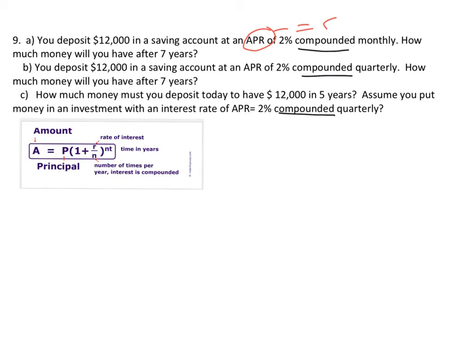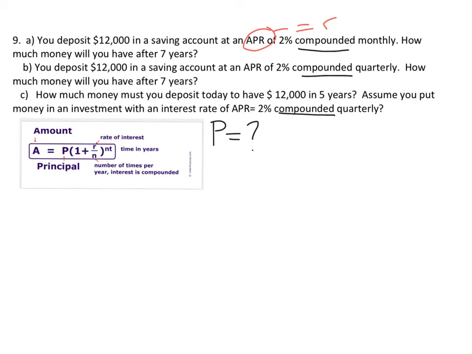Okay, so now let's turn our attention to part C. How much money must you deposit today? Remember, the amount that you're depositing today is P, your principal. And we don't know that. That's what they're asking. They're saying how much. So P is actually what we're looking for. That's the variable we're going to solve for. Before, in A and B, we were solving for the variable A. Now we're solving for the variable P. Okay?